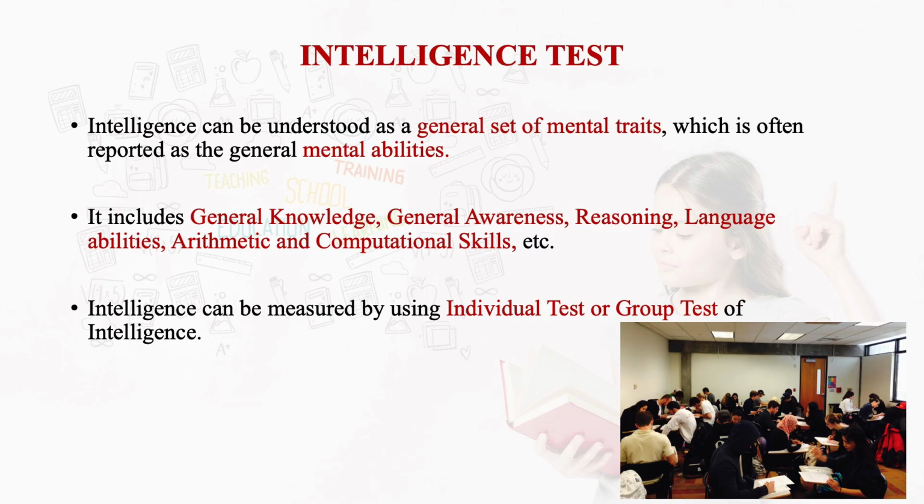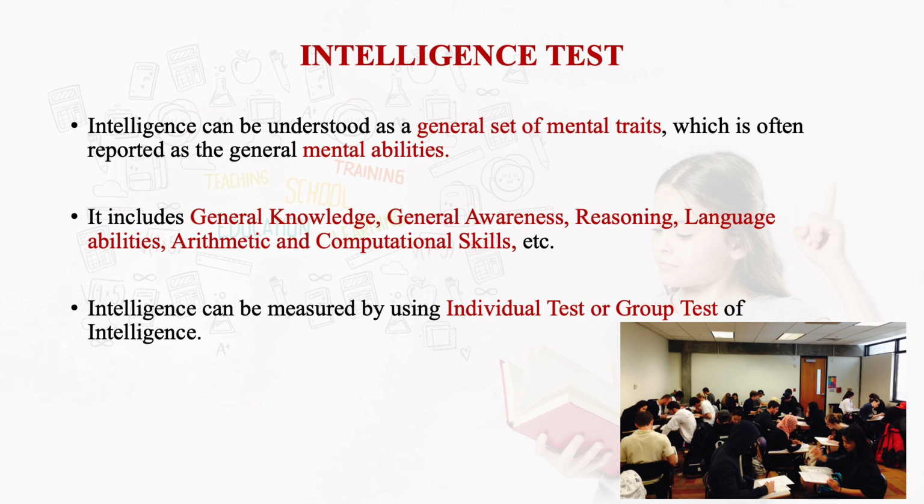So in an intelligence test, you will find that the questions are arranged in different components, in different sections, and the questions from different sections may be from general knowledge, general awareness, reasoning ability of the learner, then language ability or language skill, then computational skills, and so on. The performance of the learners in all such areas will determine the general mental ability of the learners, and we can measure intelligence of the learners.